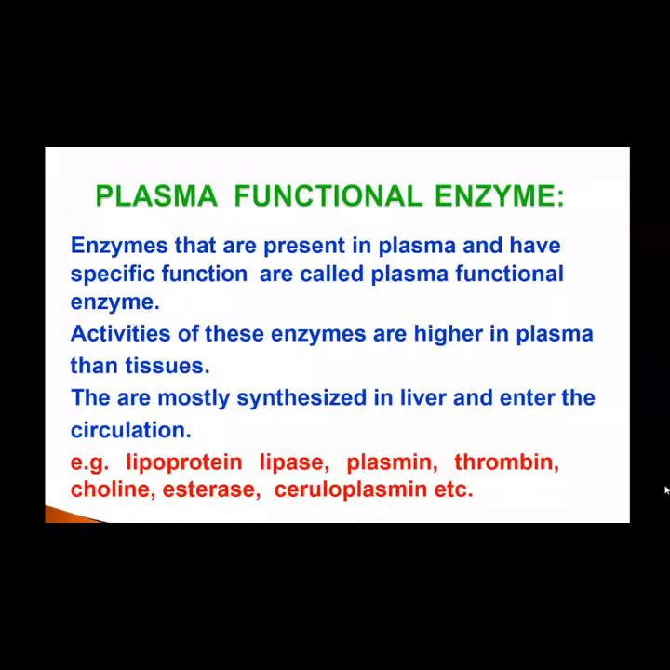So these enzymes are released into plasma, right? When the liver is damaged, these enzymes are released. Examples of plasma enzymes are thrombin, lipase, plasmin and ceruloplasmin. These are all plasma functional enzymes. Next slide.